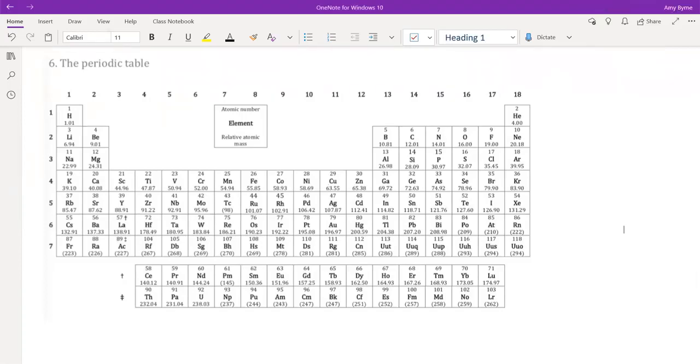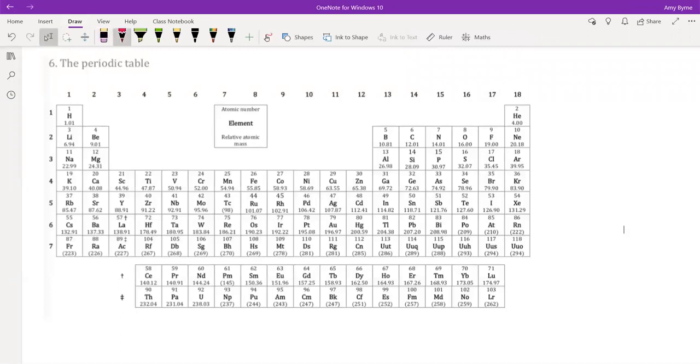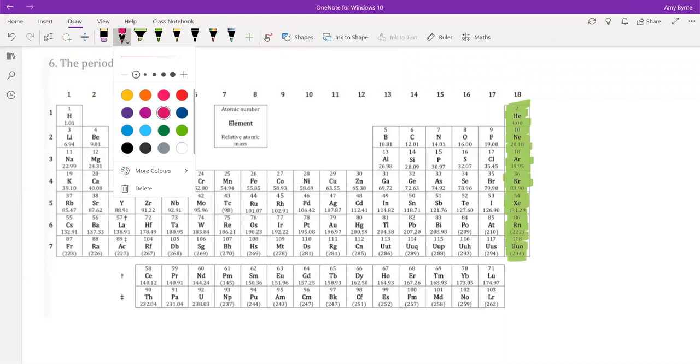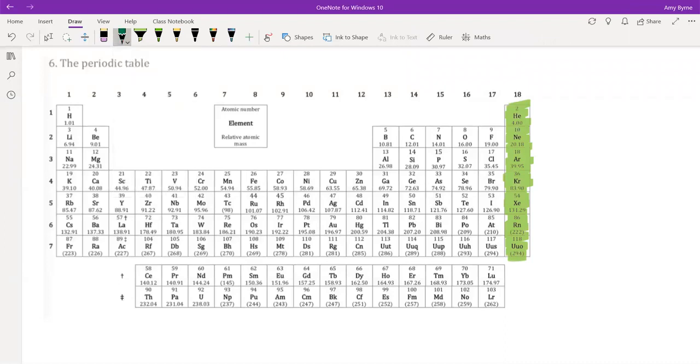Okay, so what we've got here is just the IB periodic table. Now, some of these groups should be familiar to you already. So, for example, this column here, and there's a special reason why I'm highlighting that one so thoroughly. Let me just switch to a green pencil. This group here are called the noble gases.